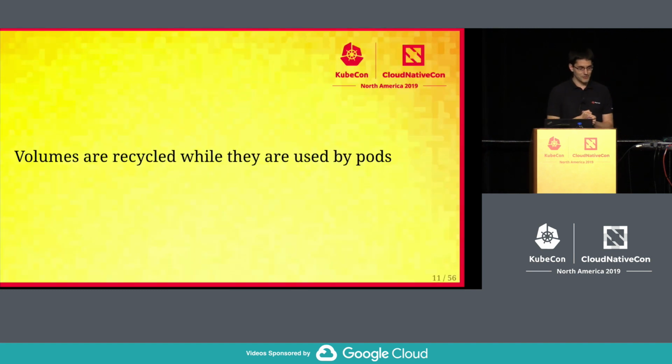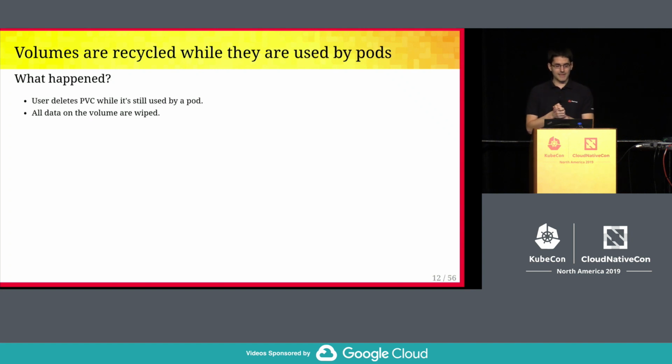Another case when a user has lost the data, this time due to a real bug in Kubernetes, was when they deleted their persistent volume claim while they had a pod running. So the user had a pod running, using some volume, using a PVC, and they deleted the PVC, and while the pod was running, the data were wiped out from the volume. And the pod didn't like it, losing data underneath.